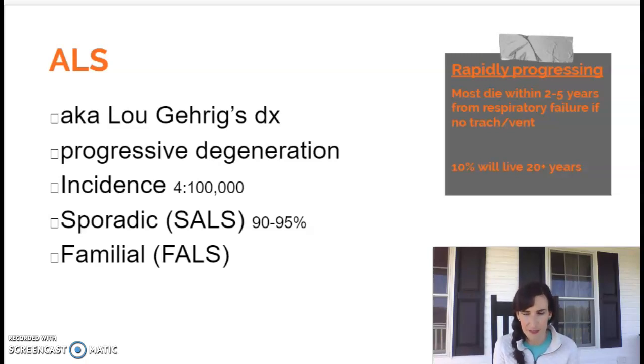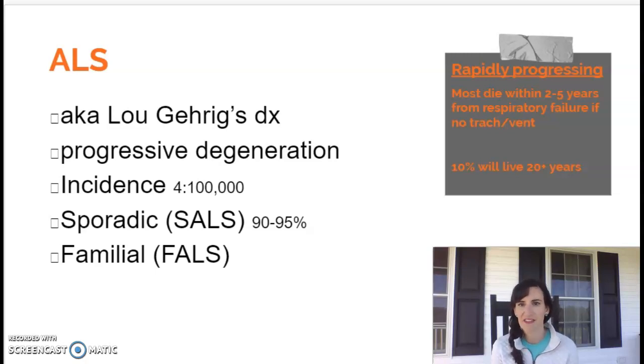90 to 95%, so almost all of these cases are sporadic, meaning that there is no genetic link. Most of the time we have no idea how these people are contracting this condition. We don't know if it's just sporadic, it's random. And then you'll see up in the top corner there, I've got that it's rapidly progressing.